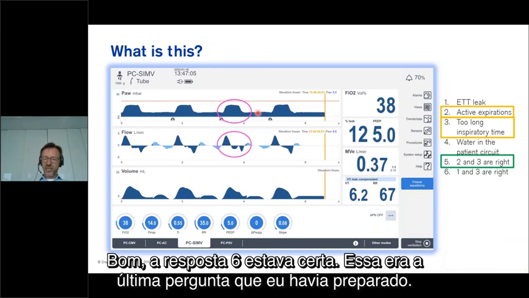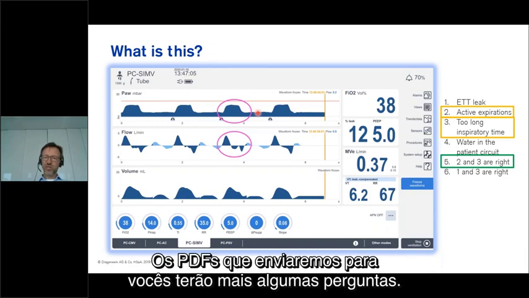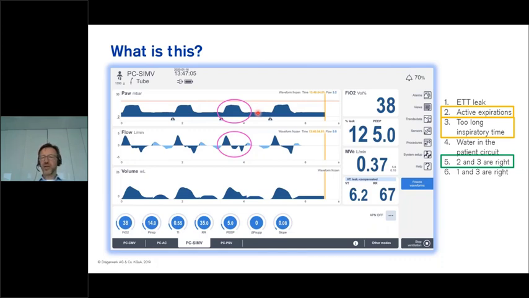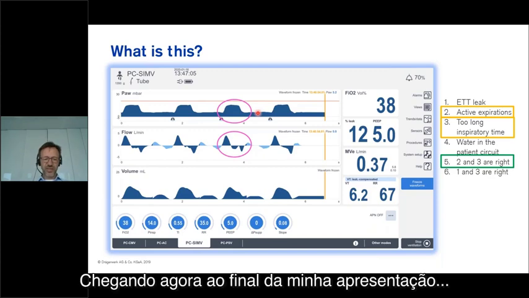This was the last question. I had prepared a few more questions, which you can later see in the PDFs we will send you, so you can look at this as well. For the moment, we have to go now to the end of my presentation.